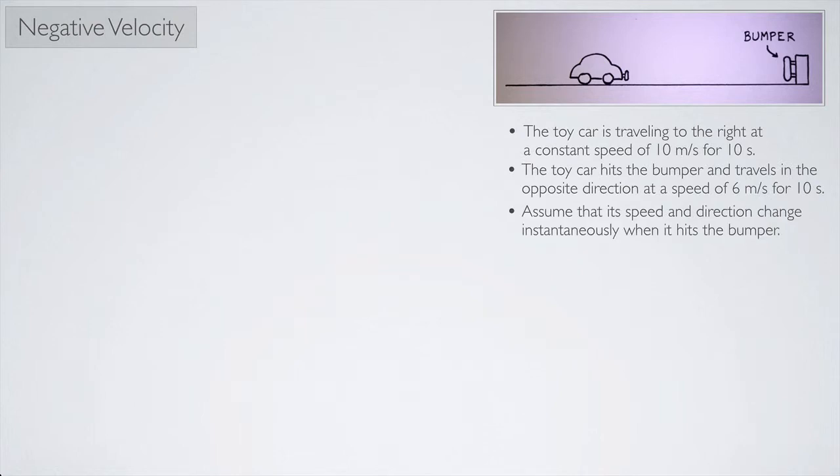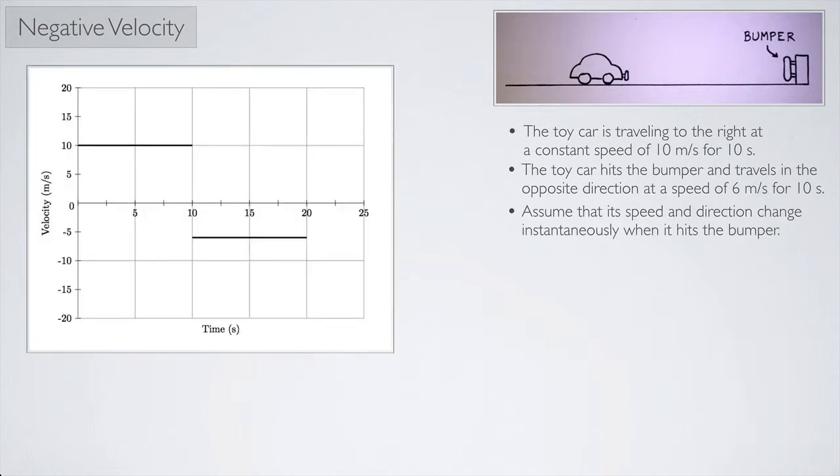And here's a graph of the velocity. So if you notice, we have a positive 10 meters per second for the first 10 seconds. And then since the car changed direction and went the other way, we have a negative 6 meters per second for the next 10 seconds. Since velocity is a vector quantity, that means that direction matters, and we're talking about one-dimensional motion, when the car hits the bumper and goes the other way, we call that velocity negative.